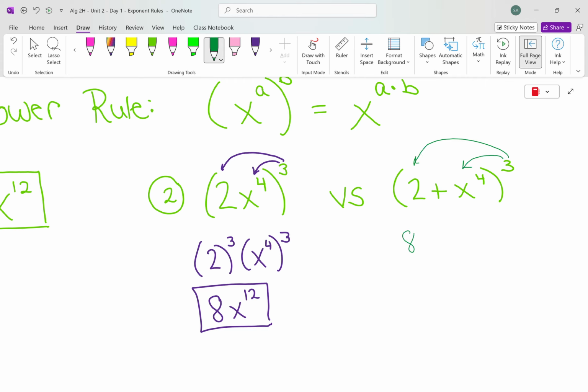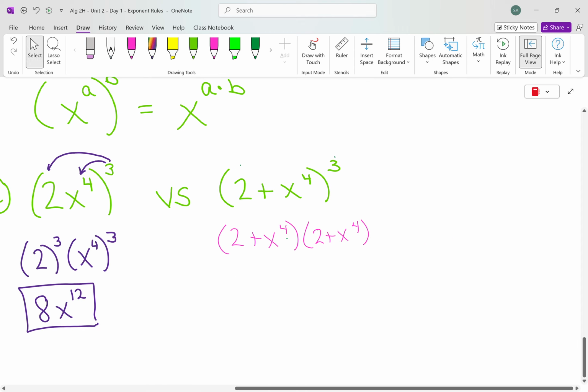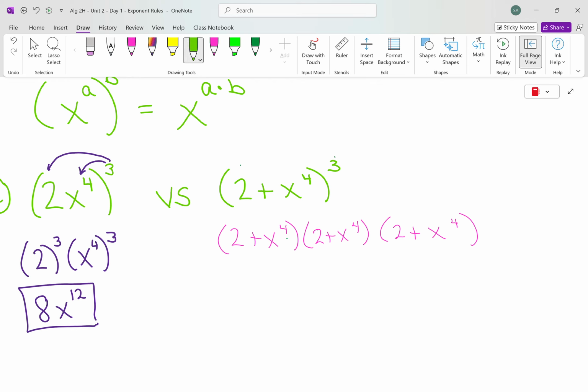Biggest mistake I see, biggest rookie mistake, is that students distribute in this exponent and get 8 plus x to the 12th. That is so completely wrong, to the point where I almost take off full credit when I see that. So you really don't want to do that. What does this mean? The minute you add a plus or minus sign, we are now having to multiply this out. What do I mean when I say multiply it out? This is 2 plus x to the fourth power times 2 plus x to the fourth power times 2 plus x to the fourth power.